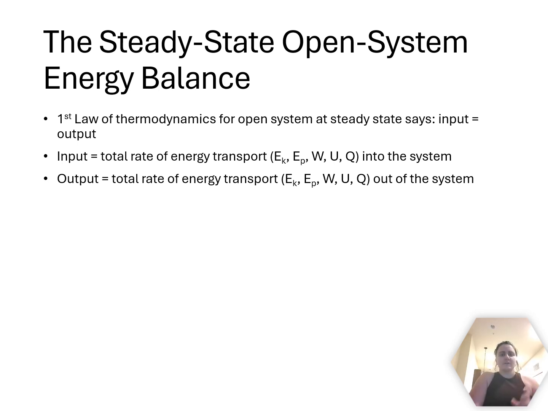So the first law of thermodynamics for an open system at steady state is going to say that input equals output, right? If it's steady state, we don't have accumulation, and we're not going to have generation and consumption in this particular type of balance. So the input to the system is going to be the total rate of what we call energy transport in terms of kinetic energy, potential energy, work, internal energy, and heat into the system. And then output is going to be the total rate of energy transport, including all those 5 terms again, but out of the system. So this is actually going to take a little bit of deriving on the next couple slides, and I like to walk you through the derivation because I think it helps me make a little bit more sense of what's going on in the system. So we're going to see all 5 of these terms come up in the next couple slides.